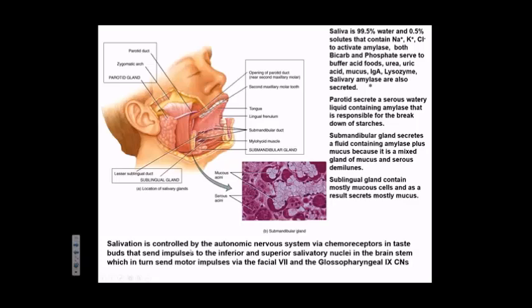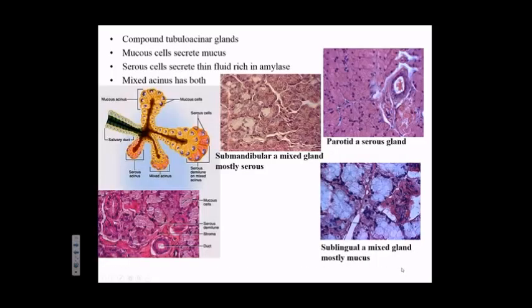So salivation is controlled by the autonomic nervous system via chemoreceptors and taste buds, and impulses go to the inferior and superior salivatory nuclei in the brainstem, which in turn send motor impulses via the facial nerve and glossopharyngeal nerve to secrete.